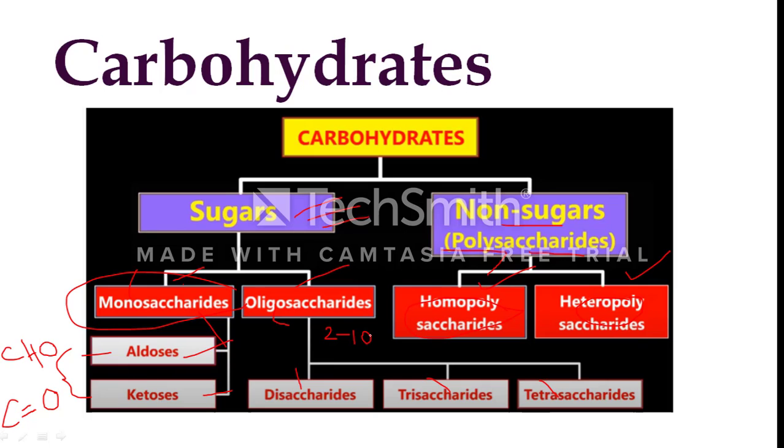Based on the number of monosaccharide units formed on hydrolysis, oligosaccharides are classified into disaccharides, which release 2 monosaccharides on hydrolysis, trisaccharides, which release 3, and tetrasaccharides, which release 4. Like that, penta, hexa, they are classified up to decasaccharides, which release 10 monosaccharides on hydrolysis.